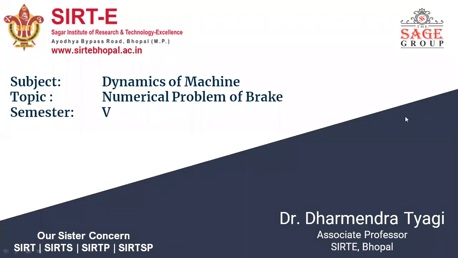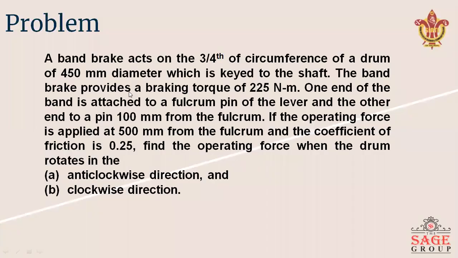Hello, my dear students. Today we are going to discuss the numerical problem of brake. This is a simple numerical problem related to the simple band brake. A band brake acts on 3/4th of the circumference. That means theta is equal to 3/4th of the circumference of a drum of 450 mm diameter. That means the diameter of the drum is 450 mm, which is keyed to the shaft.